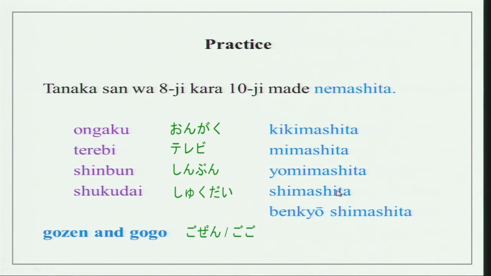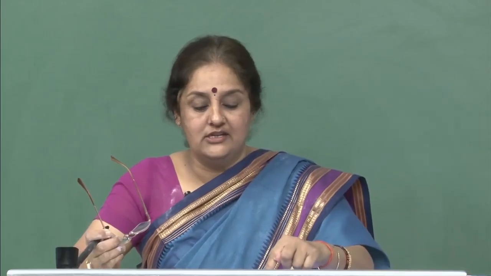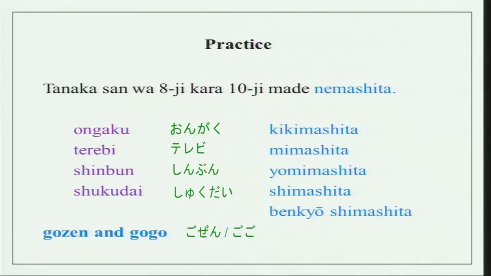But these don't seem complete somehow. So what did they do from 8 o'clock till 10 o'clock? Kikimashita. But what did they listen? So well, what you can do now is Tanaka-san wa 8 ji kara 10 ji made ongaku o kikimashita. That's how you can put it. You have done particle o also last time. So you can put it over here.